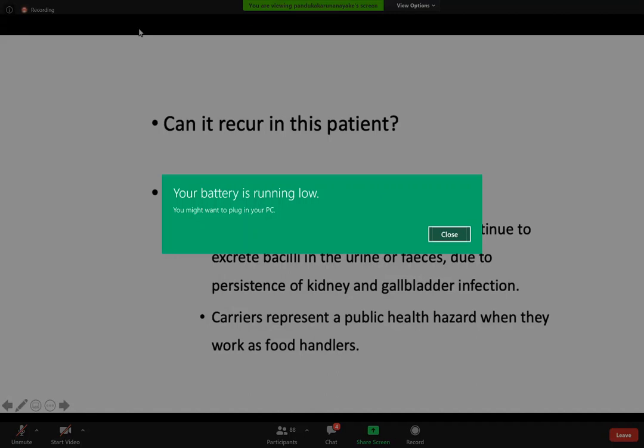But as we said, guys, don't get confused. We're talking about a couple of things here. One is being a chronic carrier of typhoid, and the other is having a relapse. A relapse patient might have had a negative stool culture at the end of their treatment, but they can relapse even later. So be aware of it.